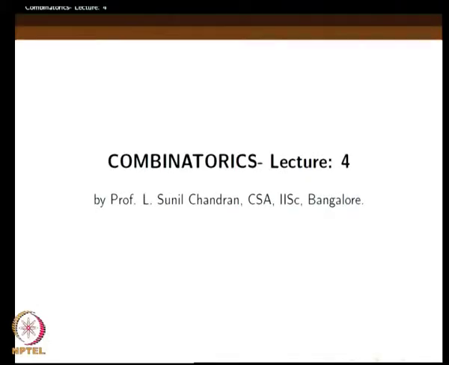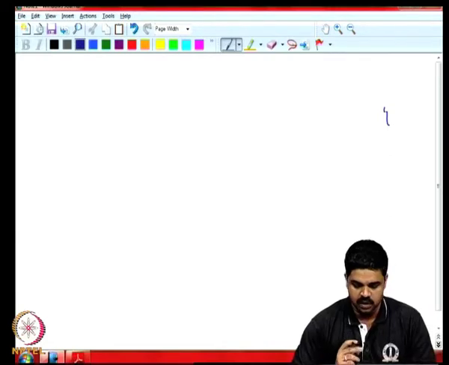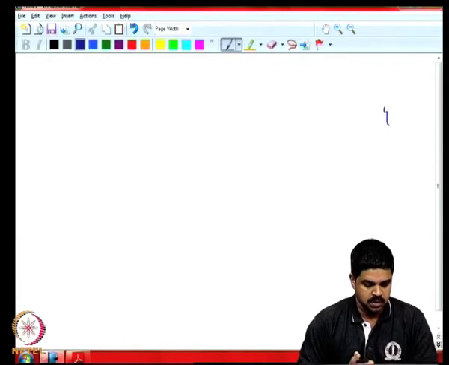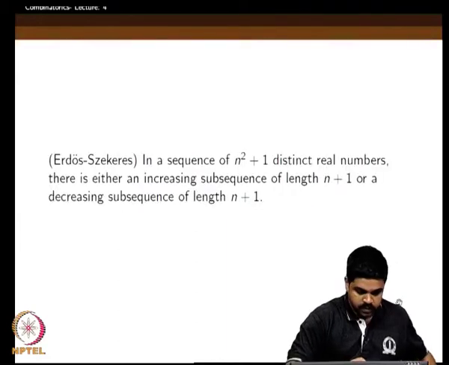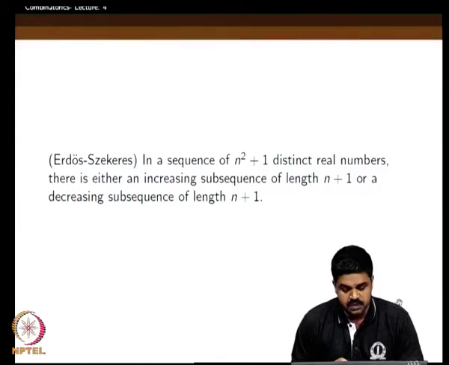Today we have lecture number 4 of the combinatorics course. In the last class we were discussing one final problem in the pigeonhole principle, namely the problem from Erdős-Szekeres. So that is pigeonhole principle part 4. This statement says that if we have n squared plus 1 distinct real numbers, there is either an increasing subsequence of length n plus 1 or a decreasing subsequence of length n plus 1.